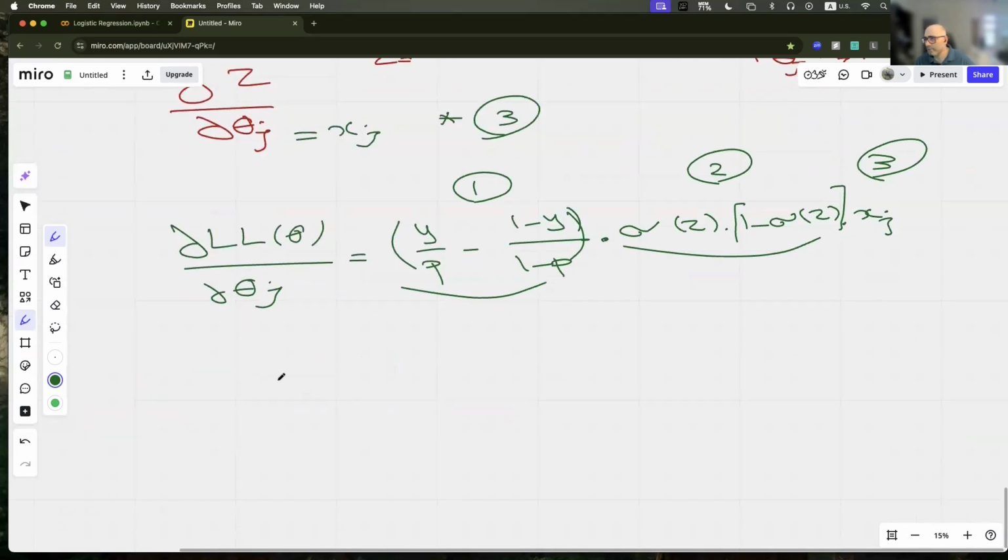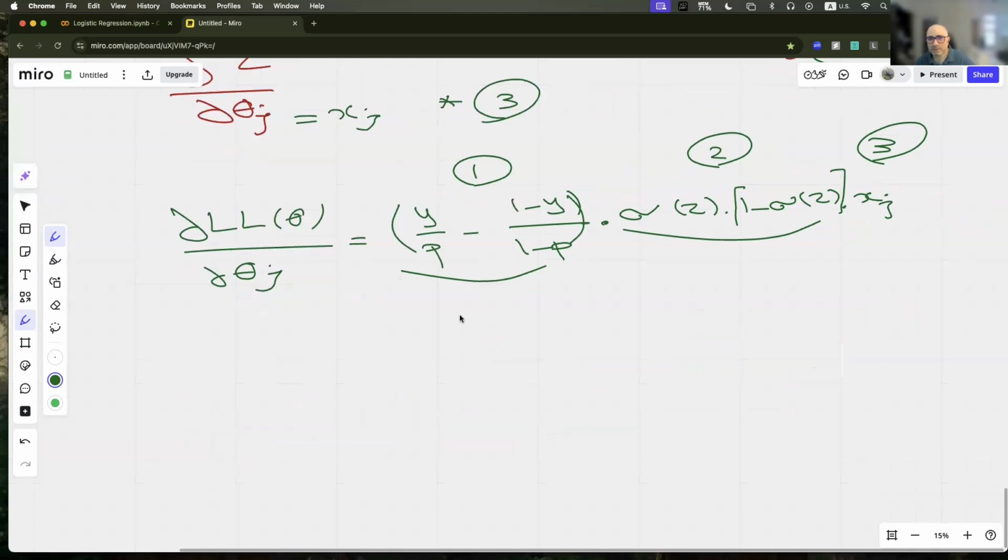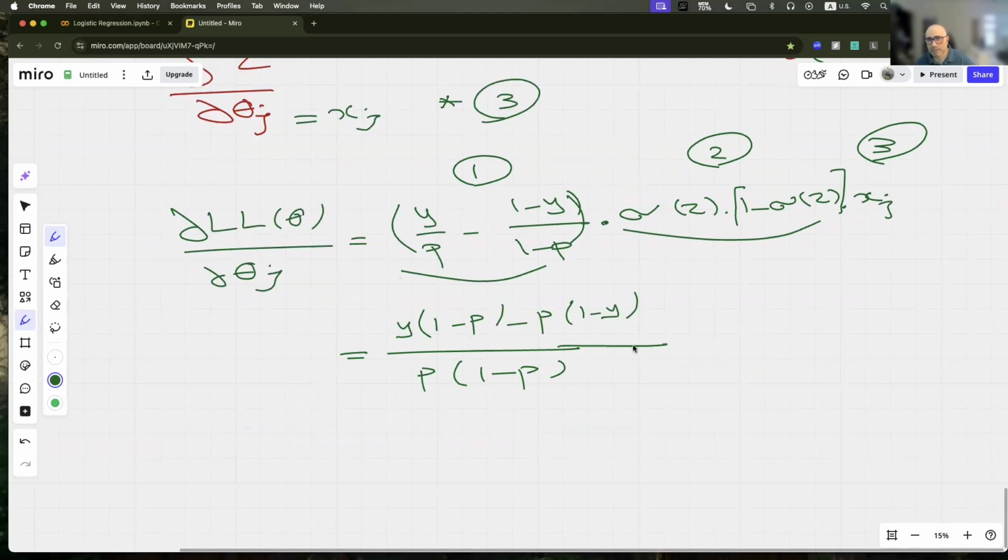When we do that, we can simplify this. We define sigmoid z as p, so this is p times 1 minus p. This gives 1 times 1 minus p minus p times 1 minus y. So the result is y minus p, times xj.